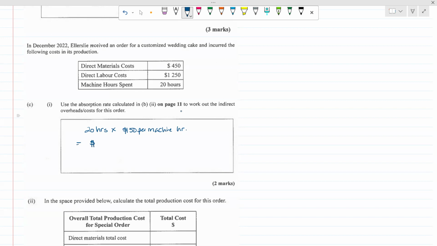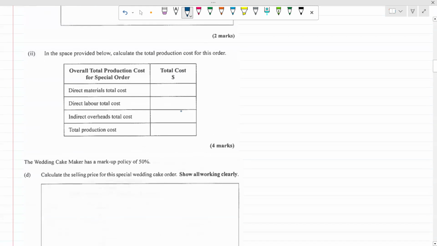How much is that? 1,000? 20 by 50, yeah? $1,000. So for this particular wedding cake, we have assigned a portion that has absorbed $1,000 worth of our indirect overhead costs. Yeah? Now, in the space provided below, calculate the total production cost of the order.